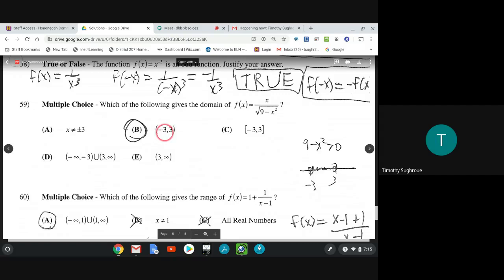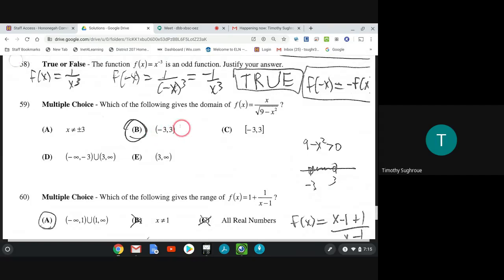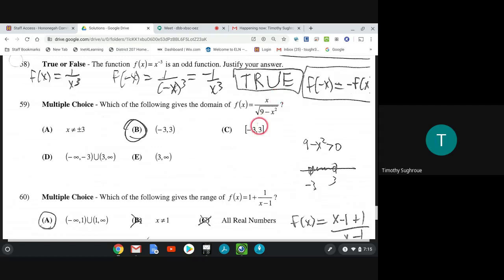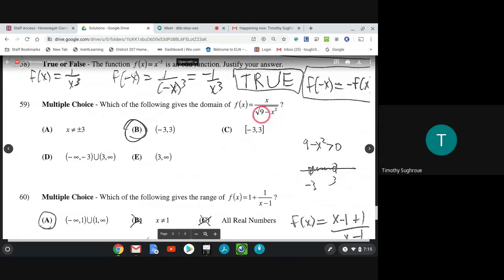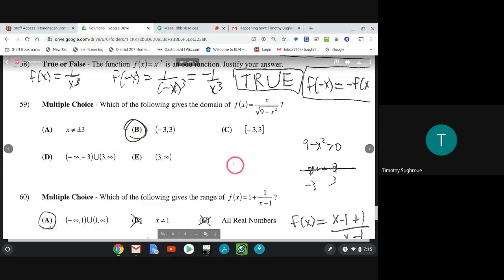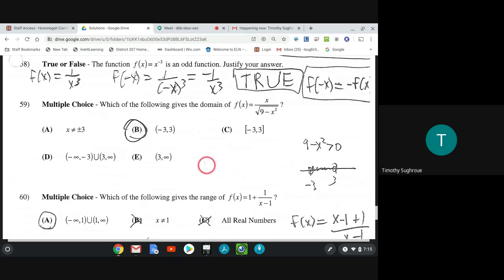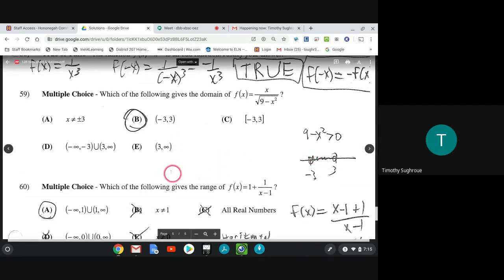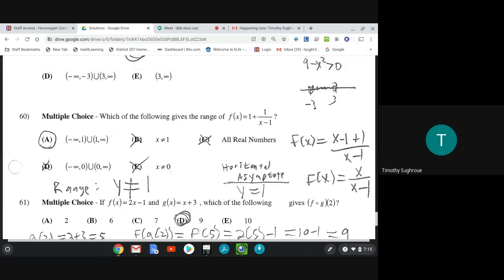Notice it's an open circle, so parentheses, not brackets. If this same square root was in the numerator instead, it would be bracketed. The only reason why -3 and 3 are eliminated is because those values make the denominator equal 0. That's how this becomes a domain. Notice this is interval notation. The inequality notation would be -3 less than x less than 3 because it's an and. It's the area in between. It's an and.